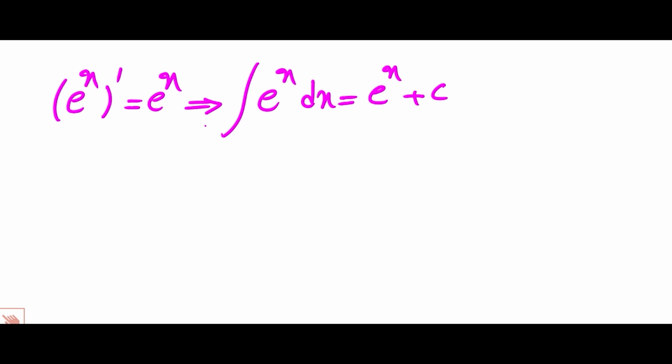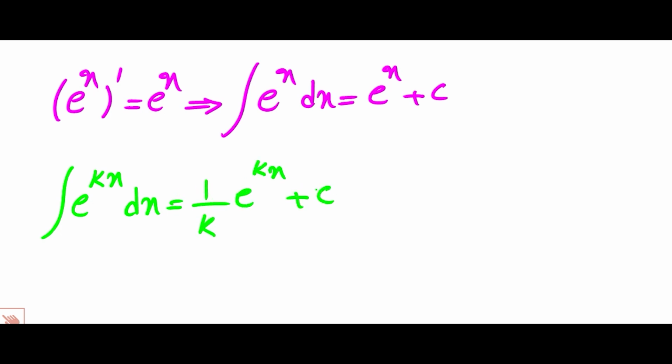Here we need to use the reverse of the chain rule, which is effectively u substitution. So we have the integral of e to the kx dx equals 1 over k e to the kx plus c, because the derivative of kx equals k. So when you integrate, you divide by the derivative of the exponent. If the exponent is kx, its derivative is k, so we divide by k.